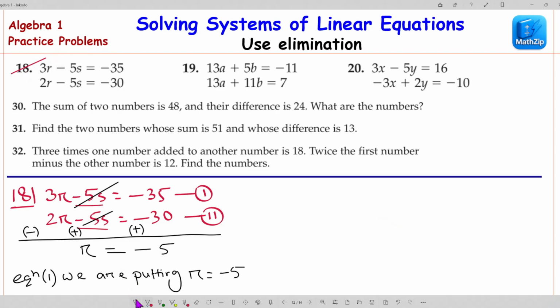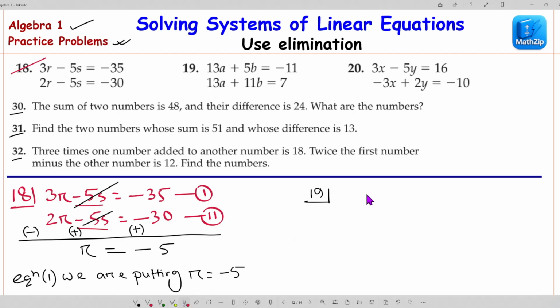Please note that I am using an Algebra 1 practice problem set, and I'm trying to solve these kinds of problems randomly, not serially. Suppose now I am in 18, then 19, then 20. Next we will move to word problems, which are 30, 31, 32. Okay, so number 19.